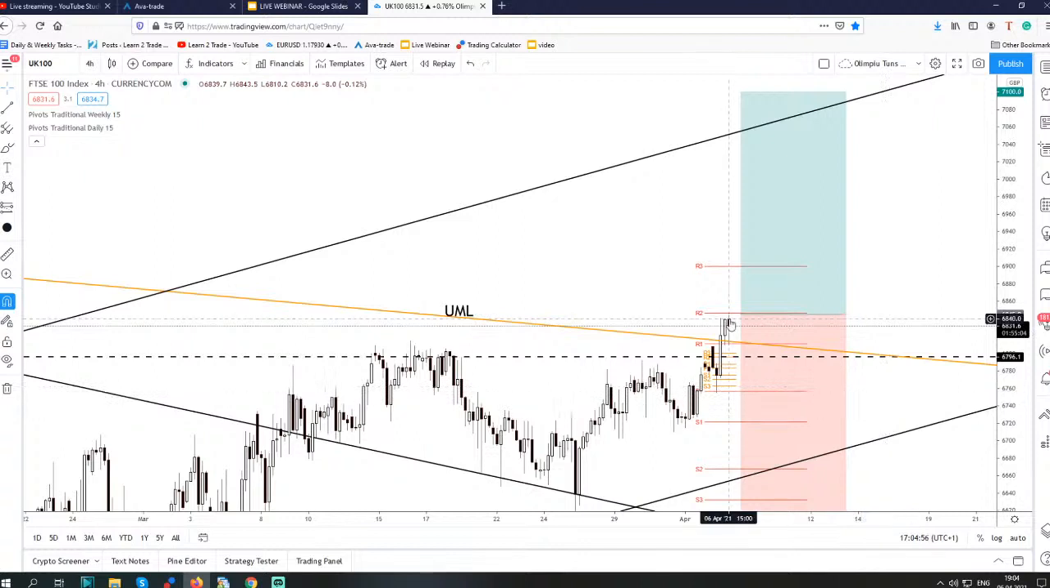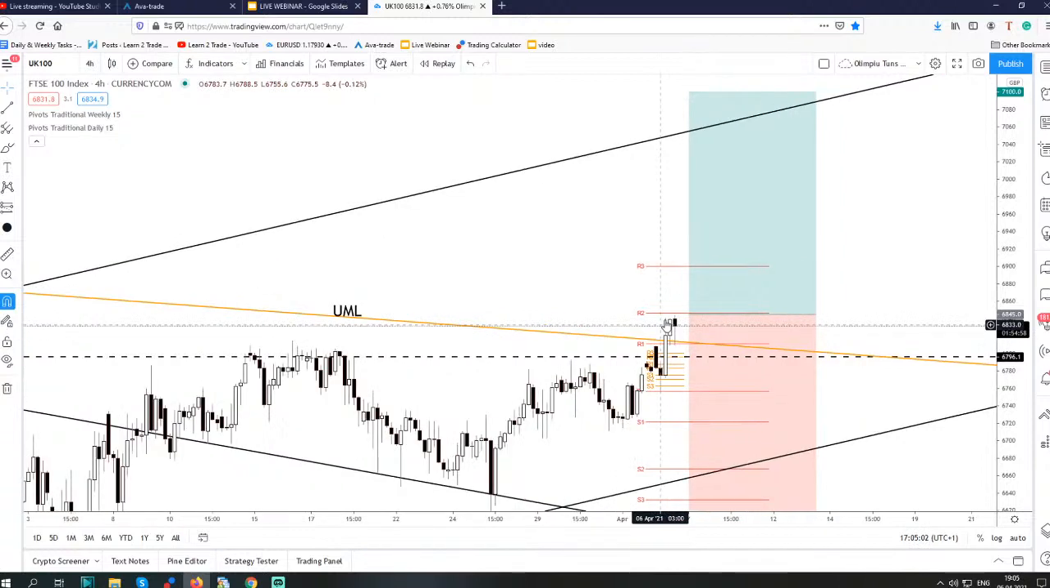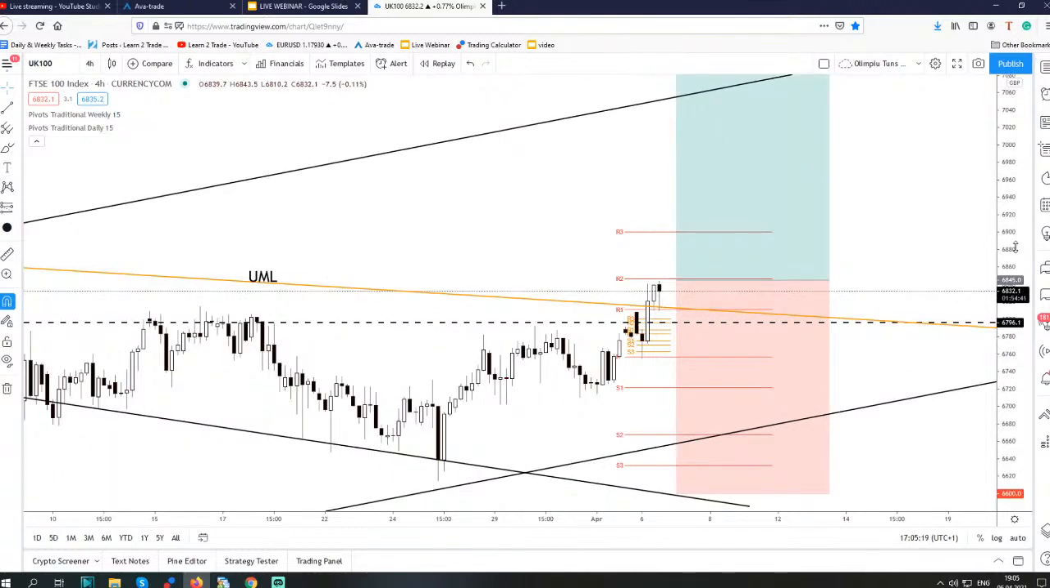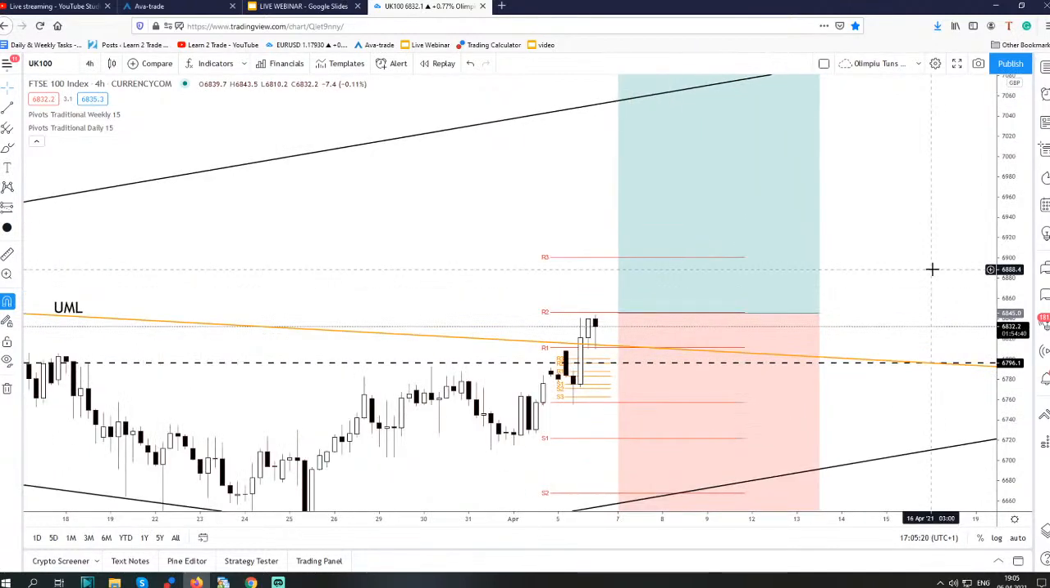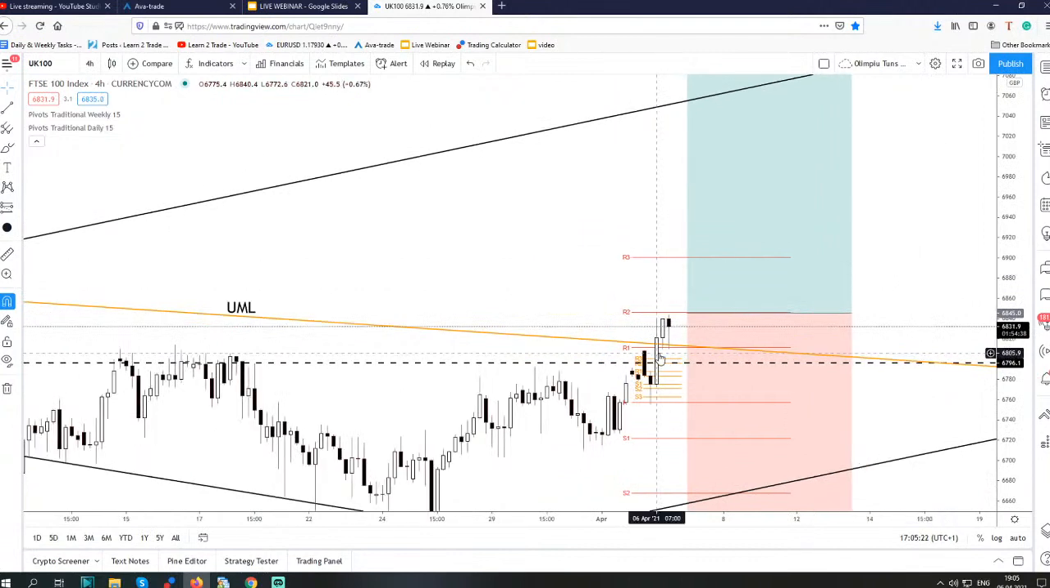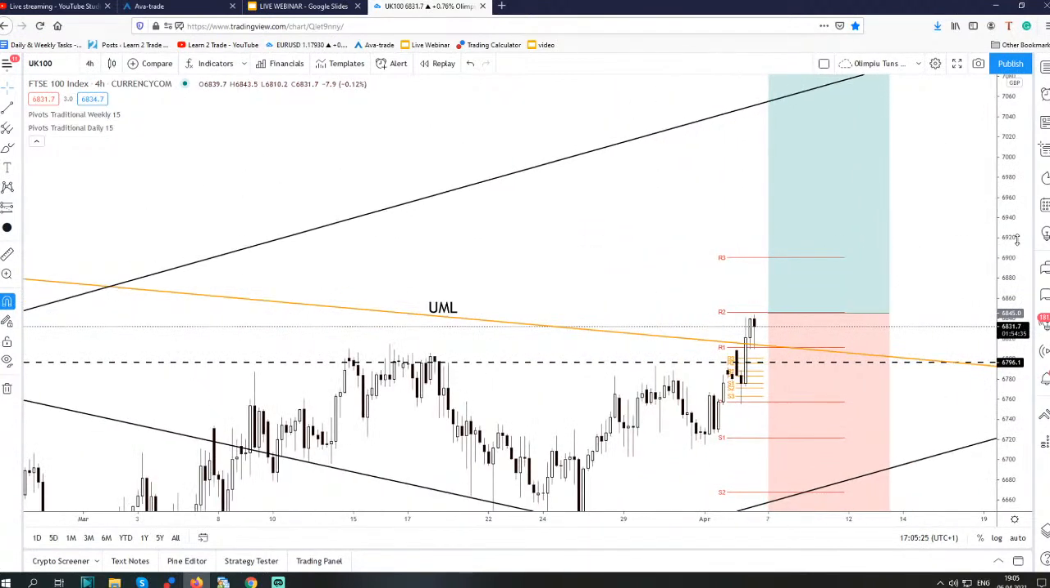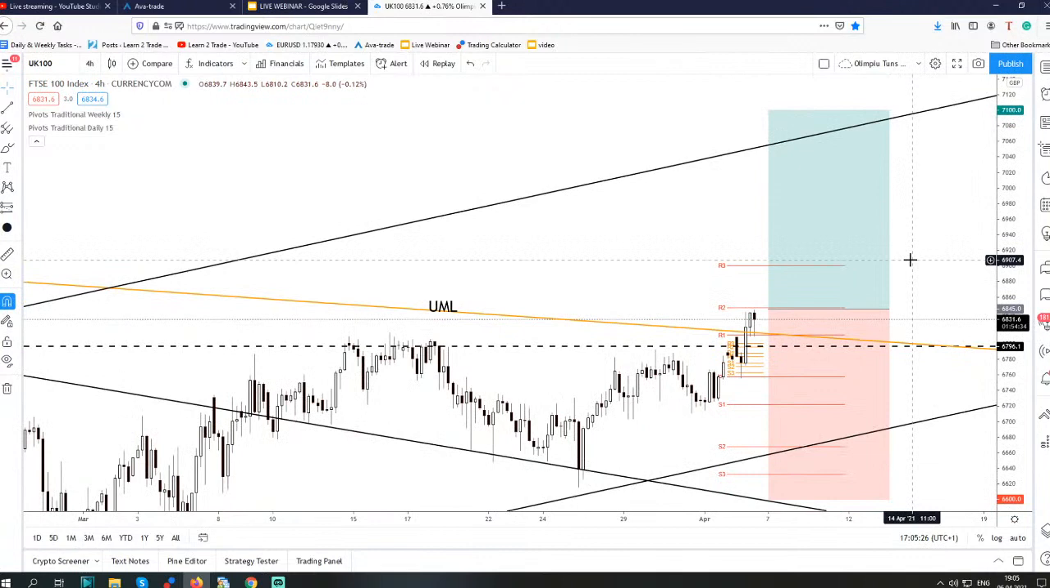So if this candle closes around these levels, the current level, and indicates a false breakdown here below R1 and below the upper medium line with huge separation, this means that the bulls, the buyers, are very strong in the short term and they could drive the price higher.